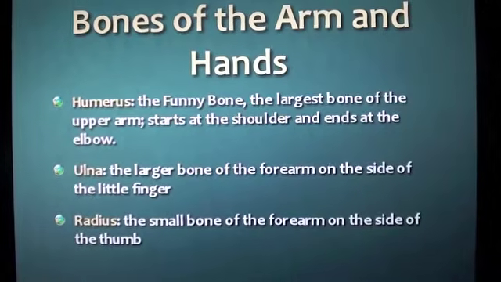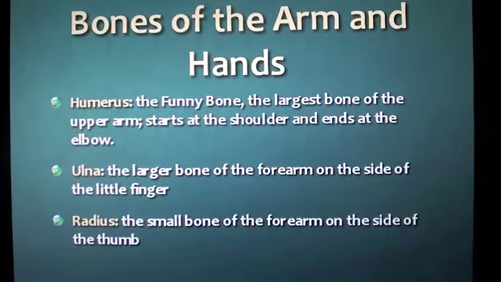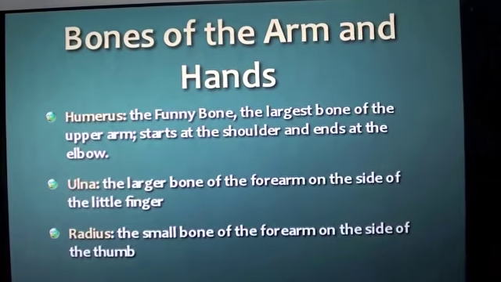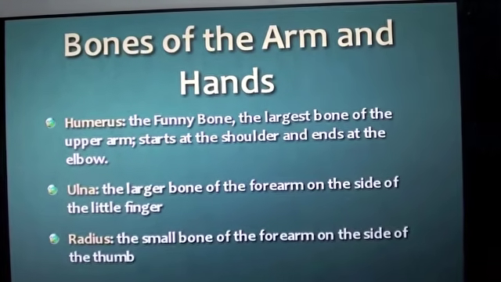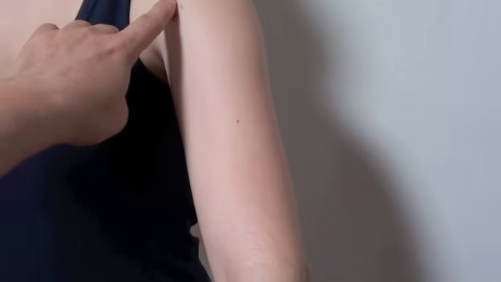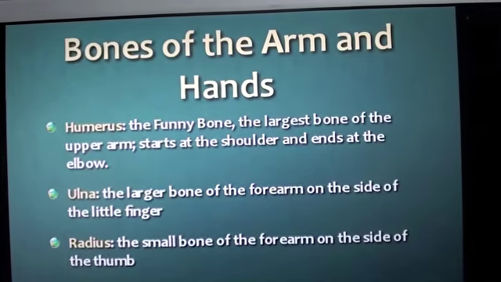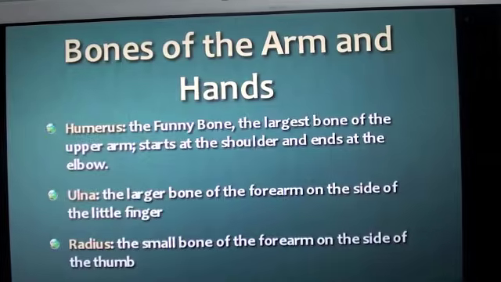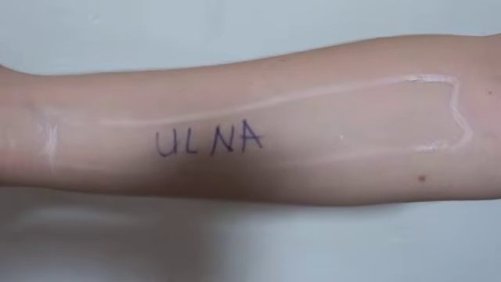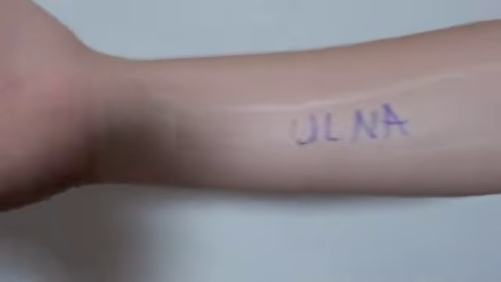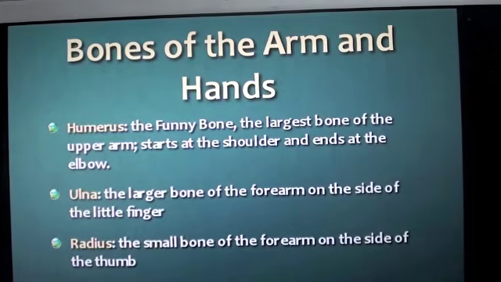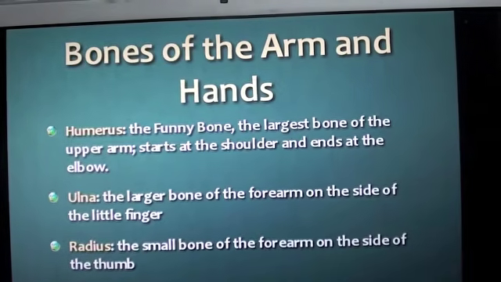Bones of the arm and hands. Humerus, the funny bone, the largest bone of the upper arm, starts at the shoulder and ends at the elbow. Ulna, the larger bone of the forearm on the side of the little finger. Radius, the small bone of the forearm on the side of the thumb.